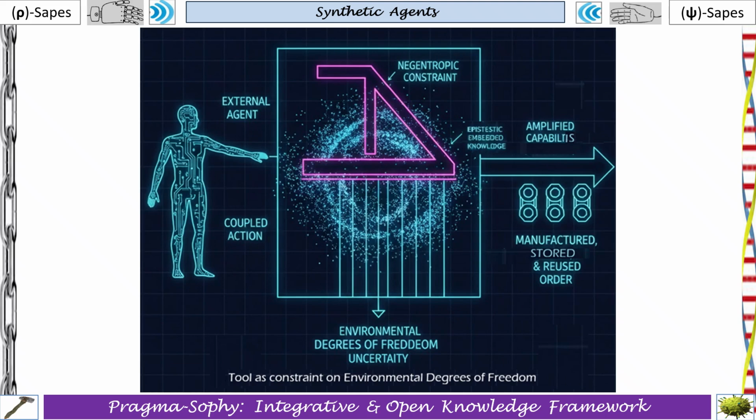The earliest externalization of such imposed order appears in tools. Tools constrain environmental degrees of freedom. A straight edge imposes geometry. A jig enforces repeatability. As shown in the figure, tools emerged and embed knowledge into physical form. They are epistemic artifacts, yet they lack autonomy. Their negentropic effect is realized only when coupled to an external agent.